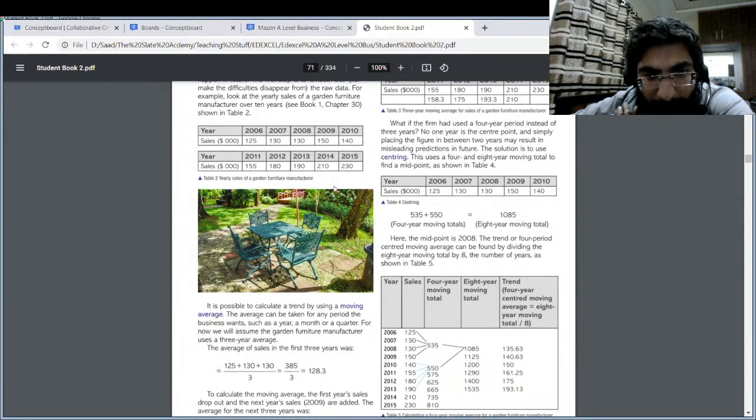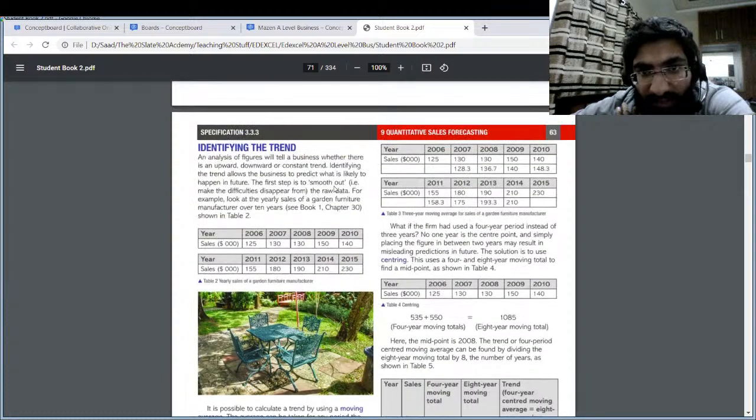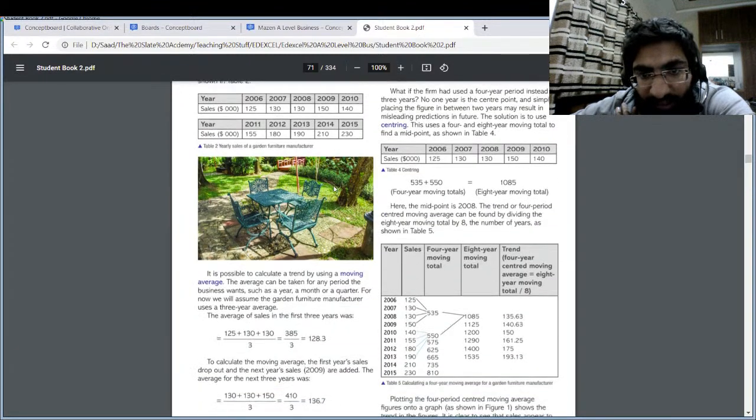All right. The next thing that we have to do is calculate a moving average. How do we calculate a moving average? For example, this is data in tabular form from 2006 to 2015. For the first 4 years, what's the moving total? 534. How do you get it? 125 plus 130 plus 130 plus 150 plus 140. Then you can do it for the next year over here as well.